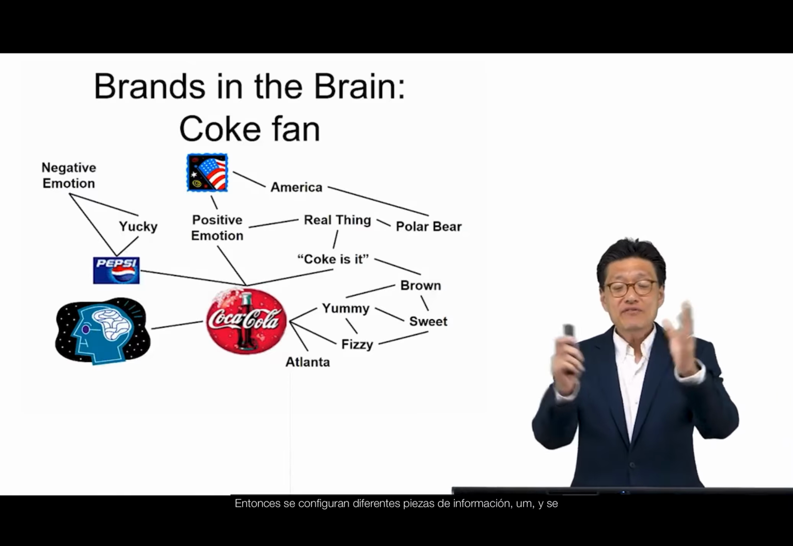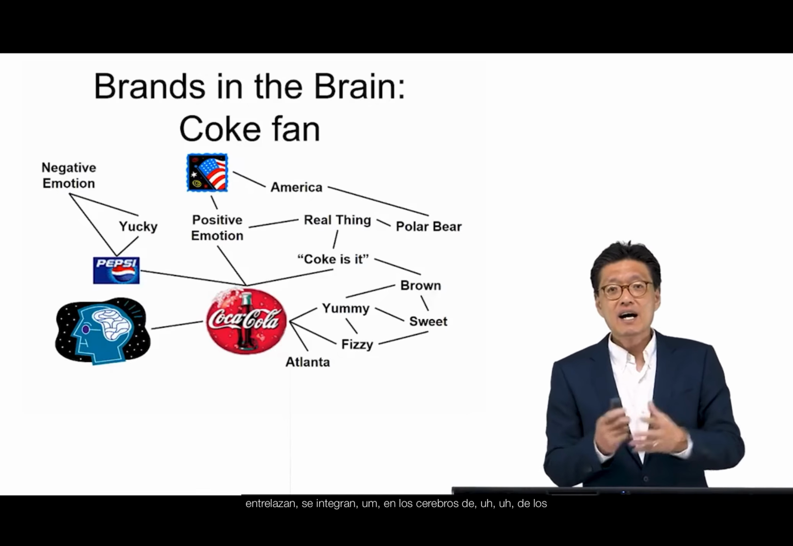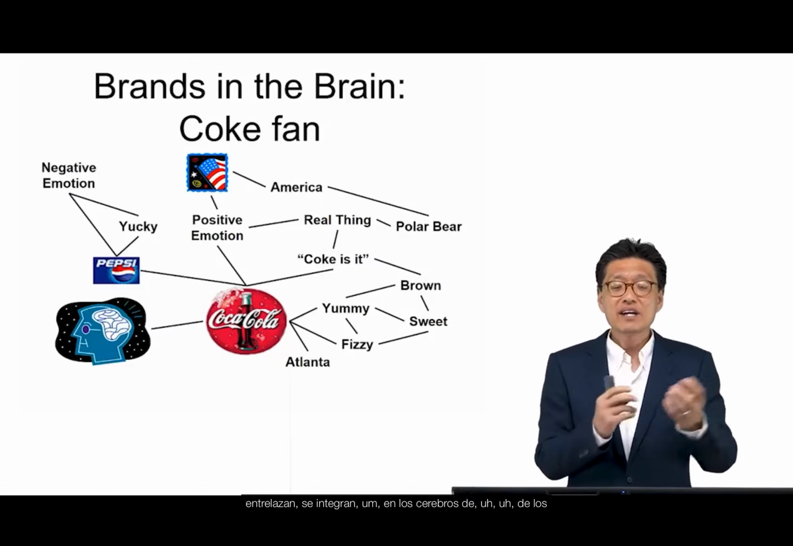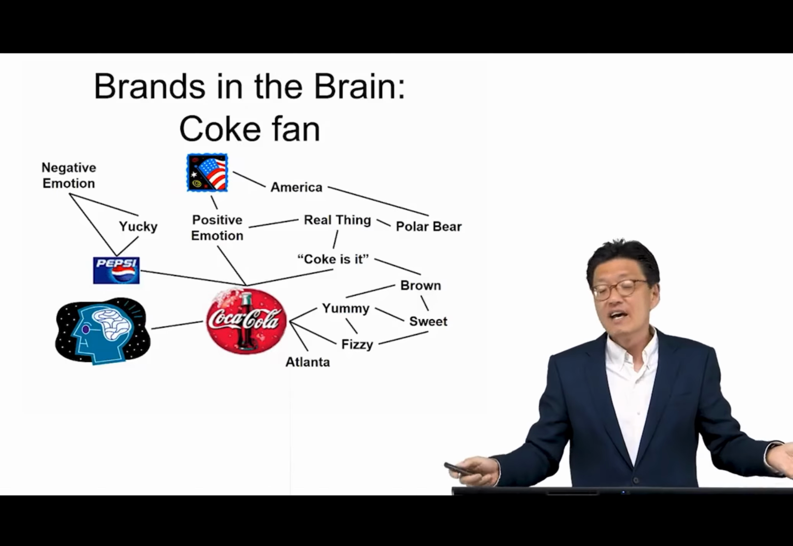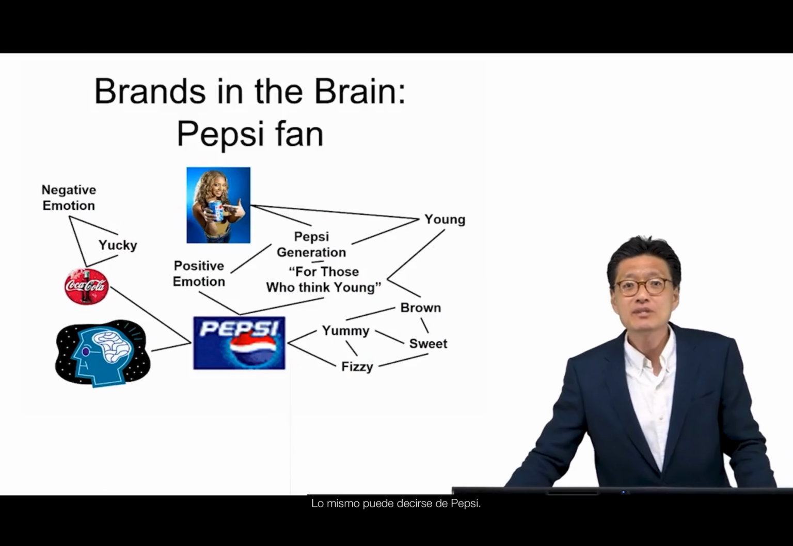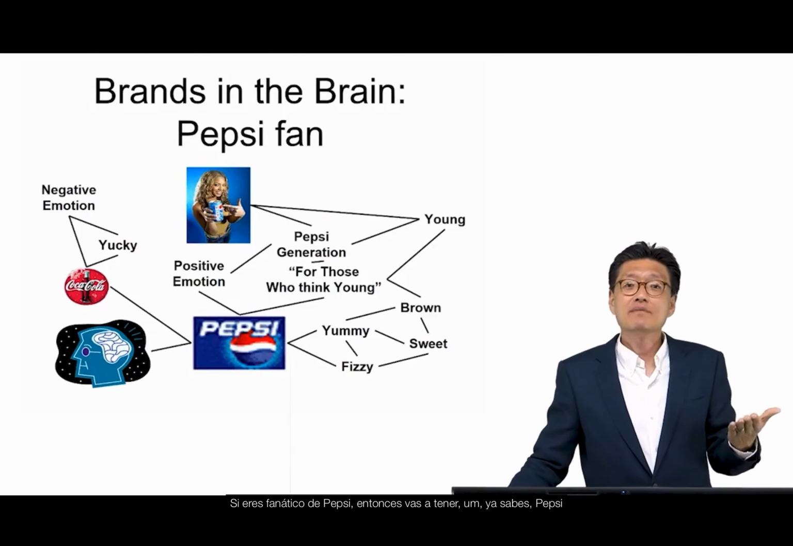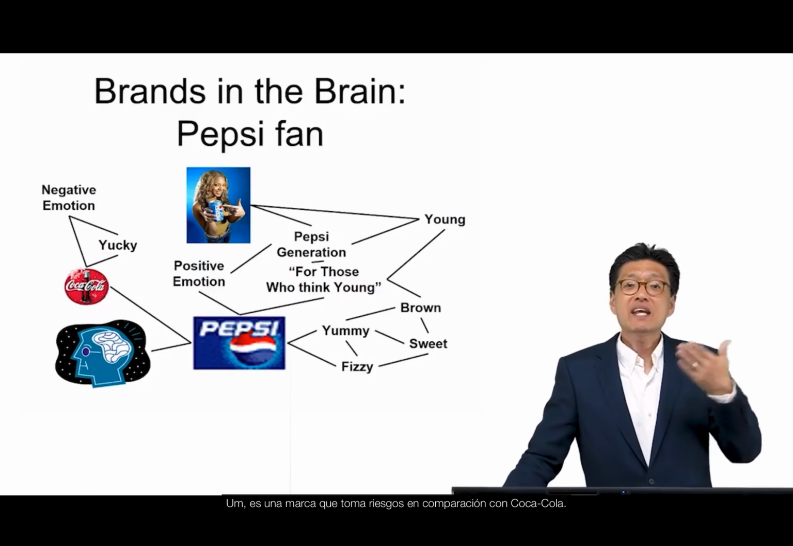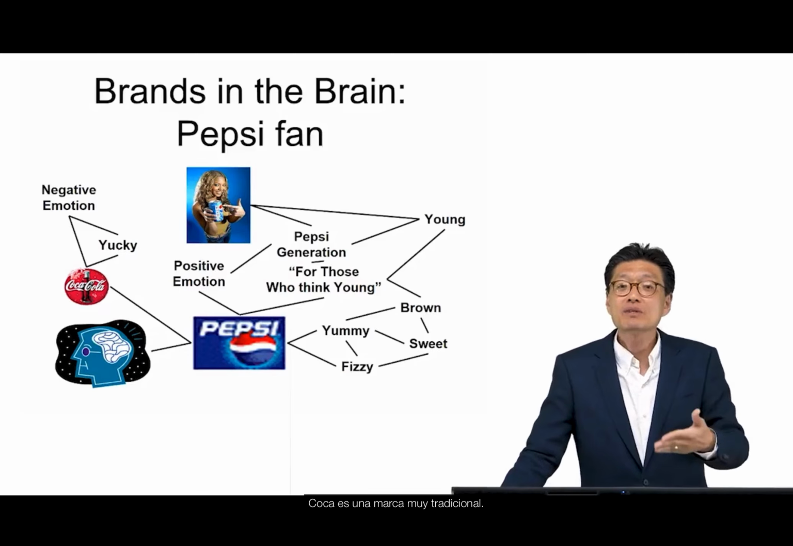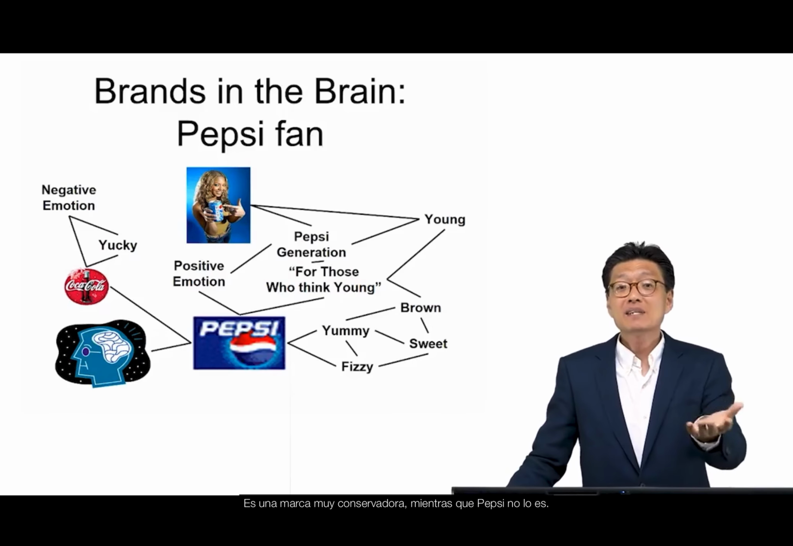So different pieces of information are configured, and they're intertwined. They're integrated in the brains of Coke fans. The same thing can be said for Pepsi. If you're a Pepsi fan, then Pepsi's a very dynamic, very young brand. It's a risk-taking brand compared to Coke. Coke is a very traditional brand. It's a very conservative brand, whereas Pepsi is not.